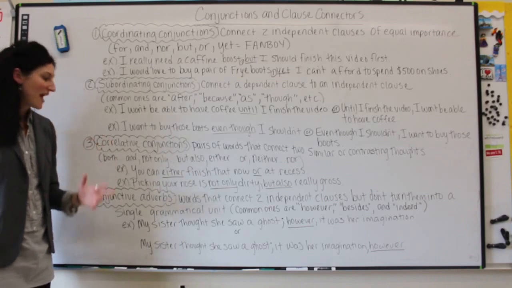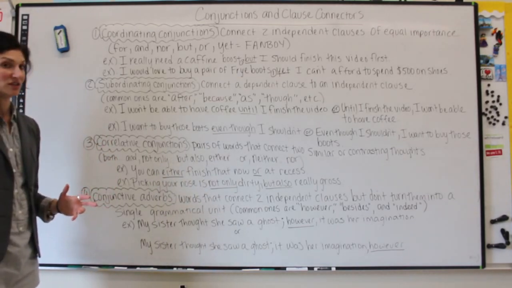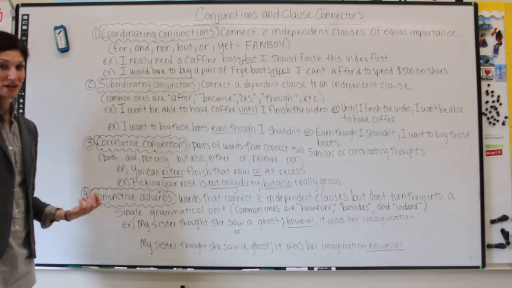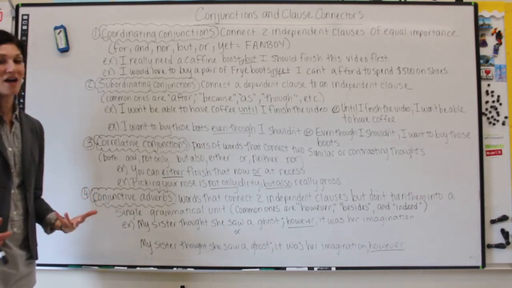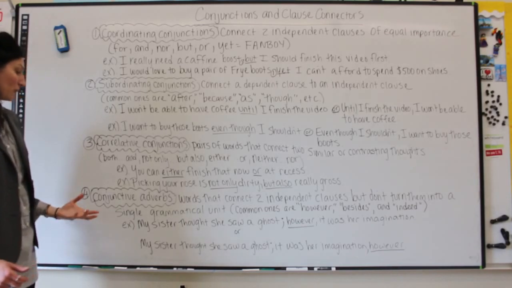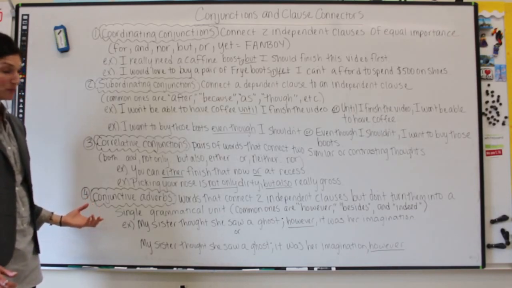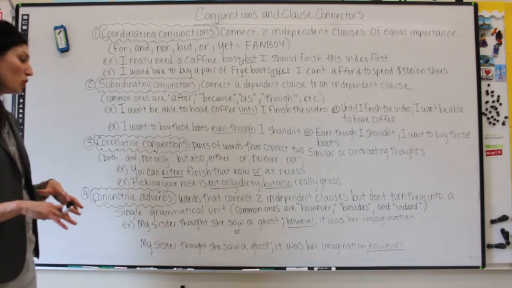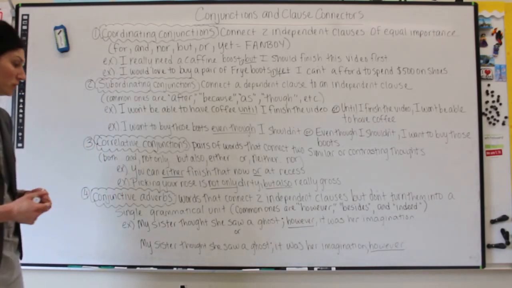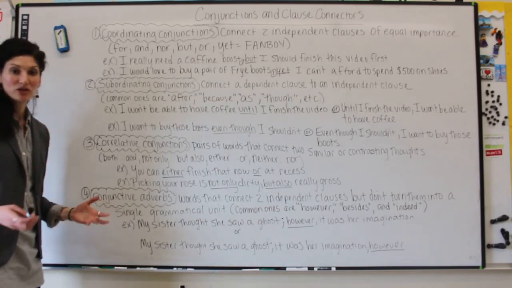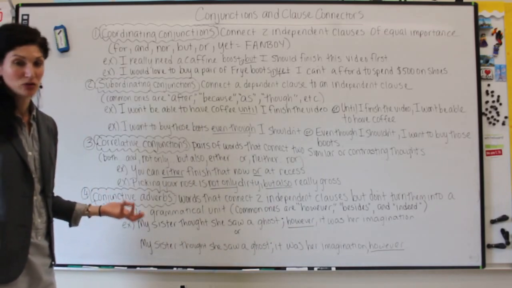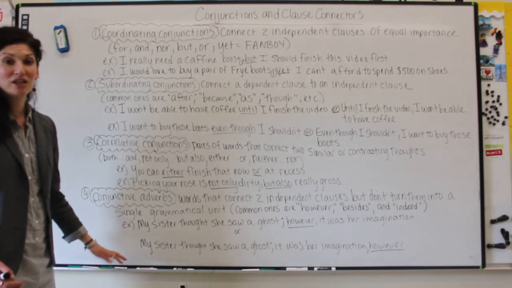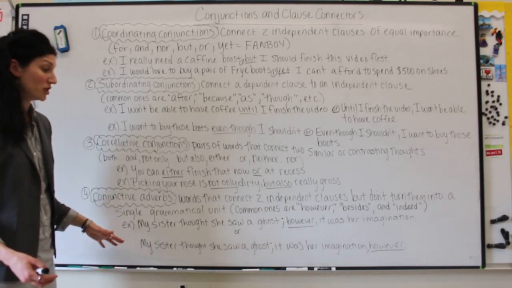Now let's take a look at the last type of conjunction, or clause connector. Now, this is probably the trickiest type, but it doesn't have to be that tricky. So, we have conjunctive adverbs. These are words that connect 2 independent clauses, but don't turn them into a single grammatical unit. Now, you're probably wondering what the heck is a single grammatical unit? What does that mean? And I think if we take a look at the example that I have here, it will clarify that a lot more for you.